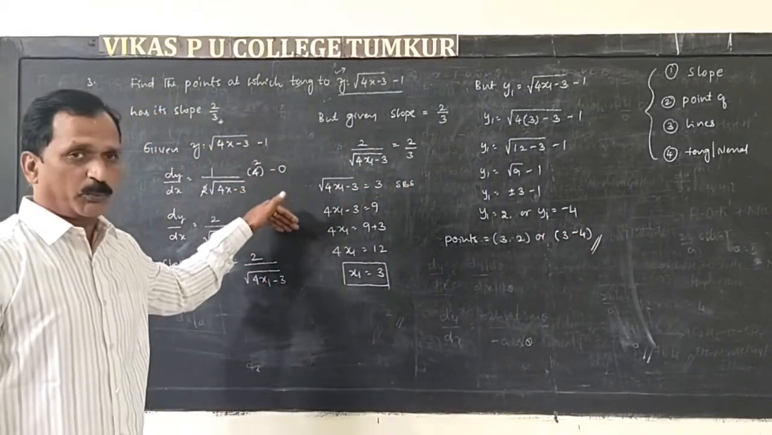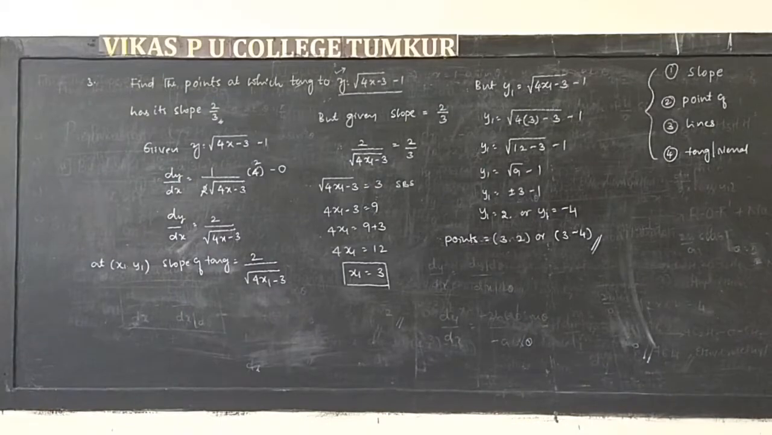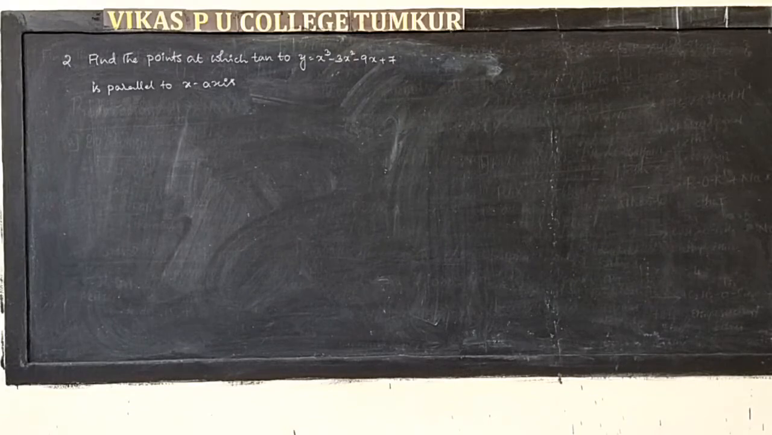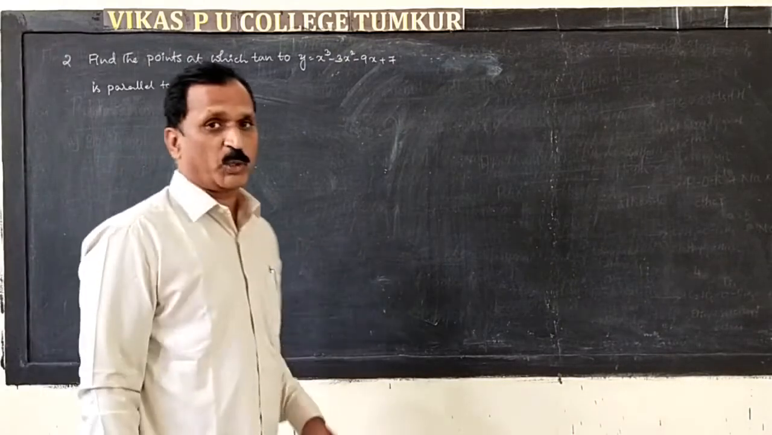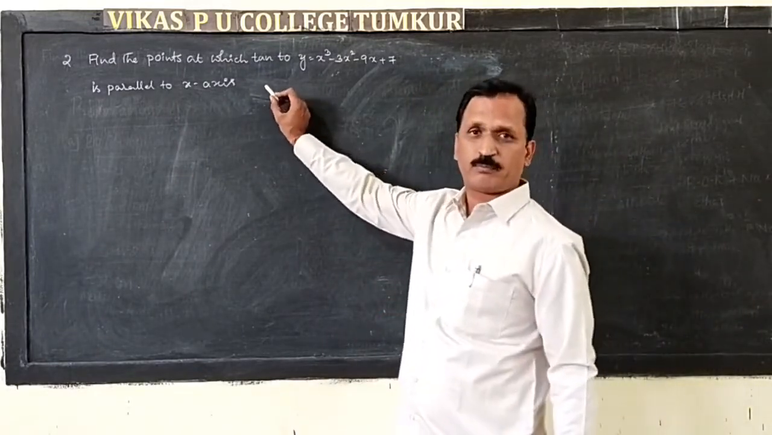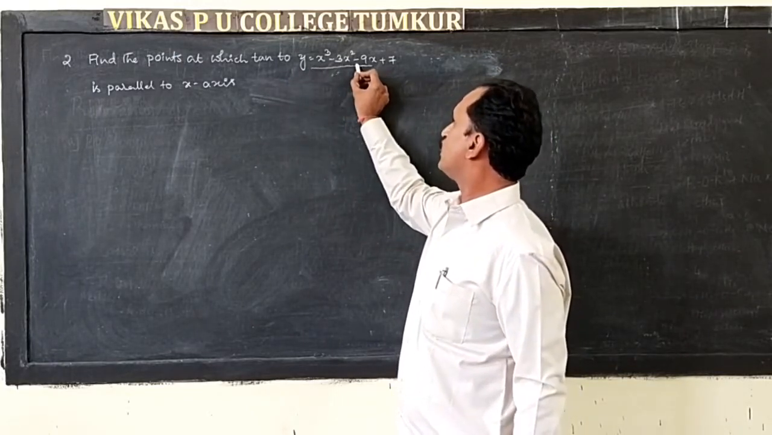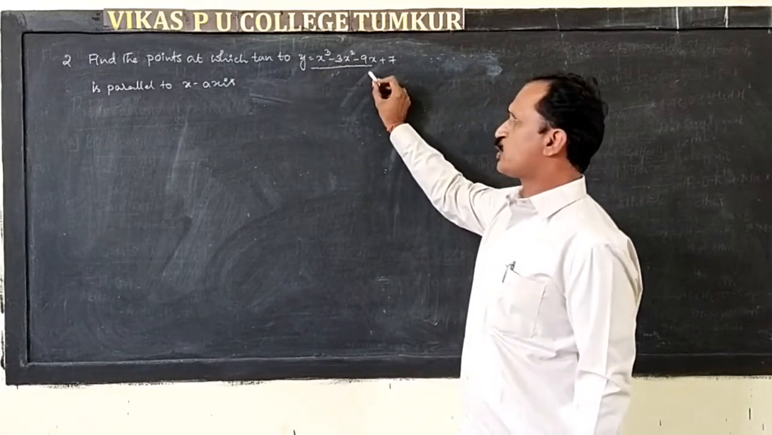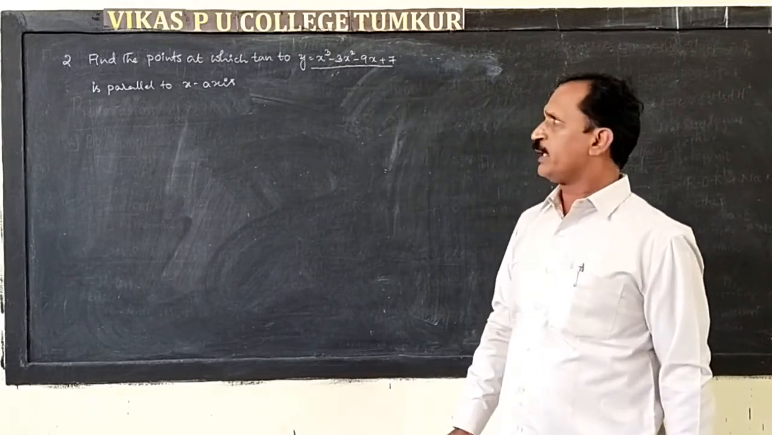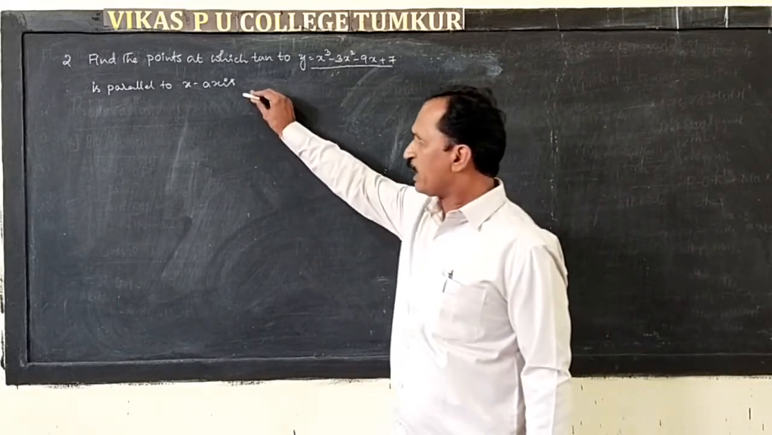I will continue with a few more problems in this session. Well, let me look at one more problem. I want to find the points at which the tangent to the curve y is equal to x cube minus 3x square minus 9x plus 7 is parallel to the x-axis.